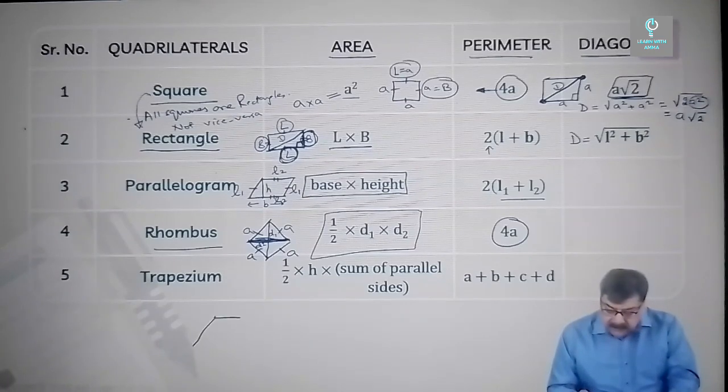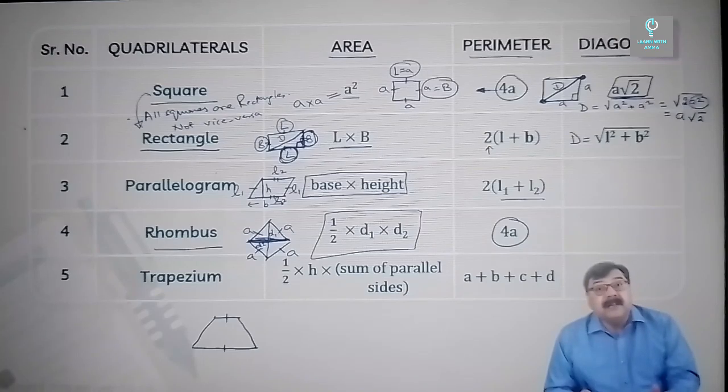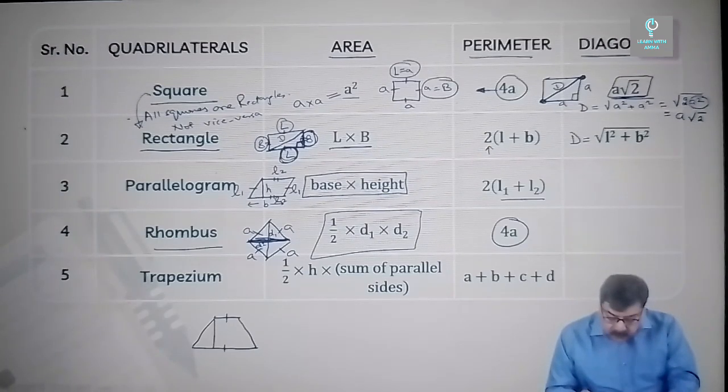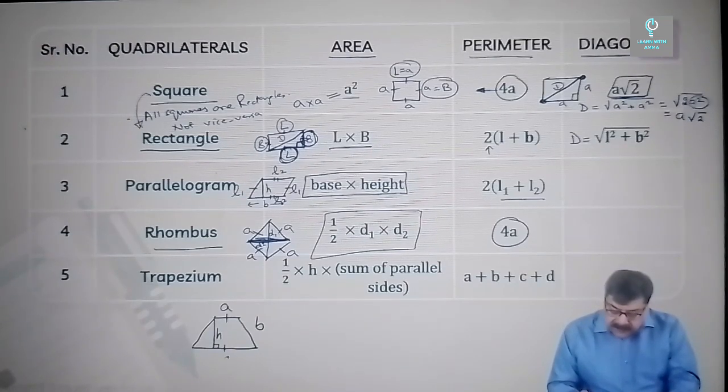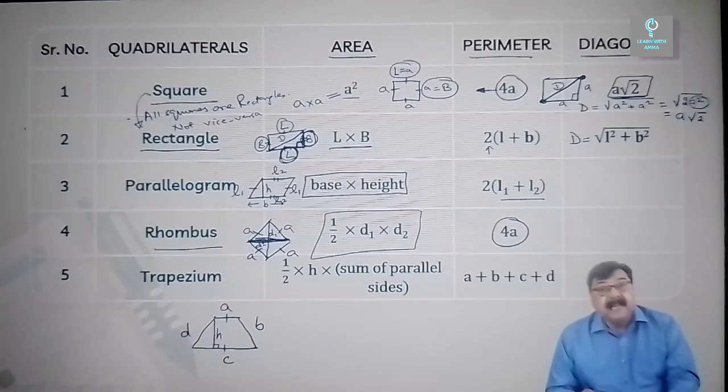Trapezium, well, this is a trapezium that we have. These 2 sides are opposite and parallel, but they are not equal. So here, let us say if we know the height h, which is at right angles here on the base, and let us take the measures of these 4 sides as A, B, C and D.